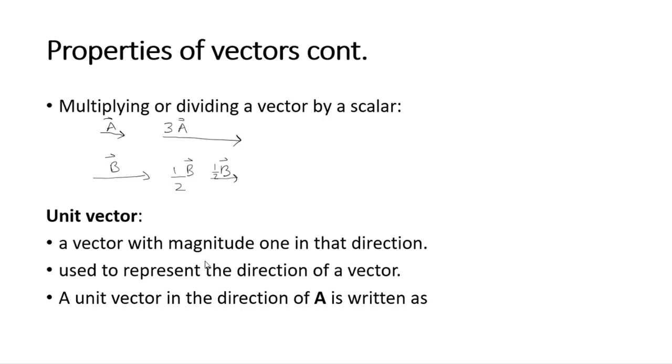What is a unit vector? A vector with magnitude 1 in that direction. It is basically used to represent the direction of a vector. A unit vector in the direction of A is written with a hat on it. It is the vector over its magnitude. Whenever we represent a vector, it is equal to its magnitude times its direction. So here we can see the unit vector in terms of the magnitude and the vector itself.